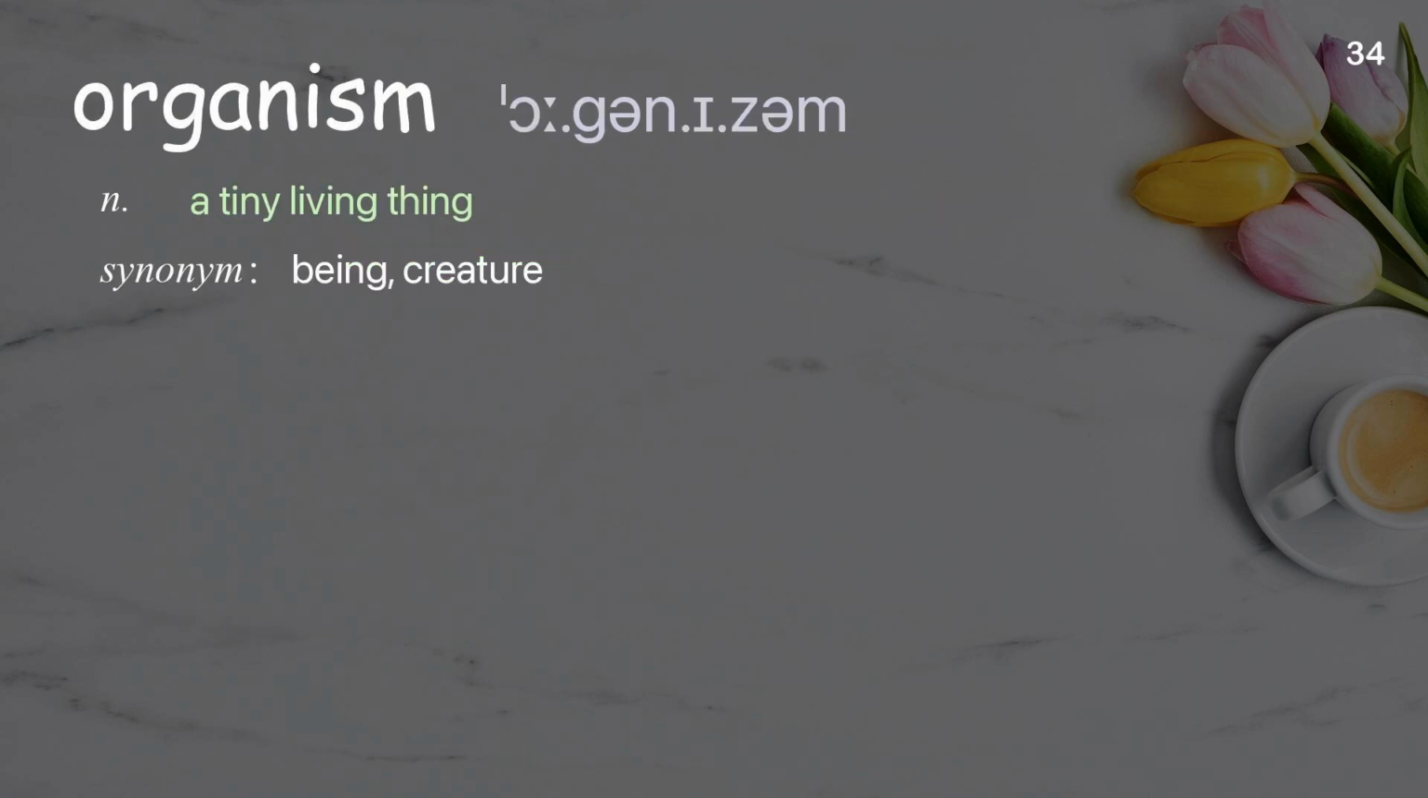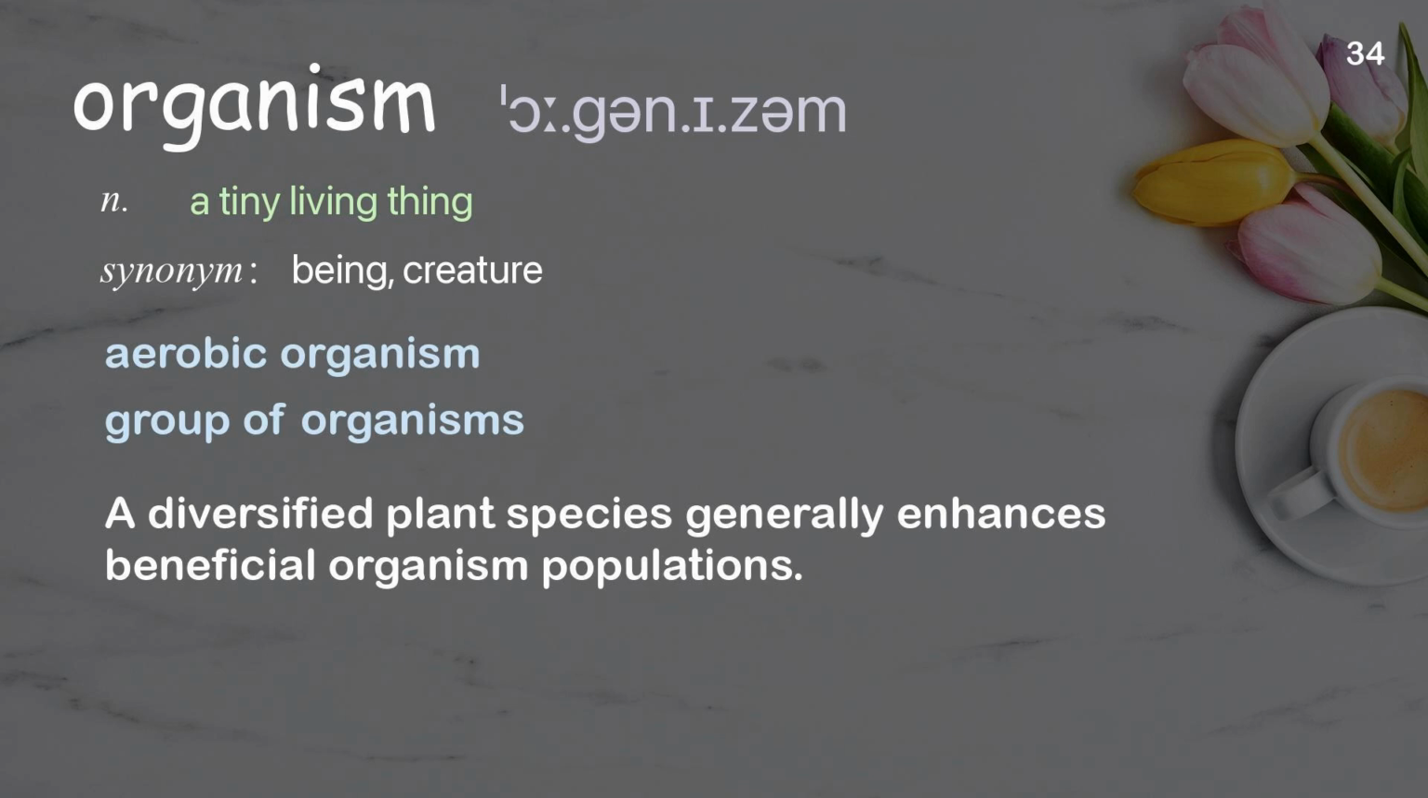Organism. A tiny living thing. Examples: Aerobic organism, group of organisms. A diversified plant species generally enhances beneficial organism populations.